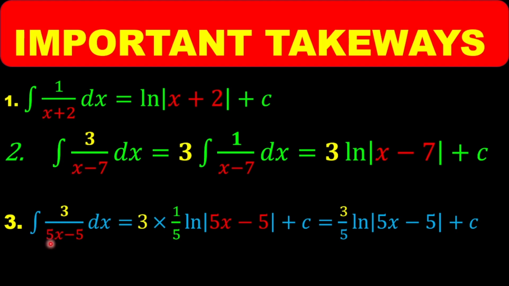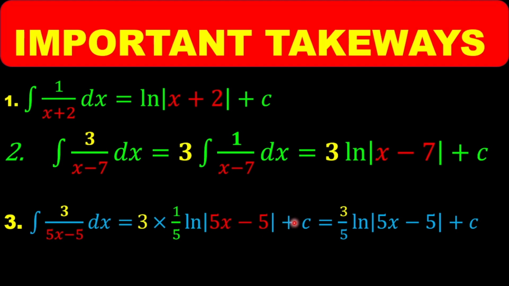We apply the same concept as we did in step 1 and step 2. How do we do it? First, you factorize the 3 out. If this 3 comes outside, what will be left here is 1. So if you have 1 over 5x minus 5, remember, you have already factorized the 3 outside. When you integrate the 1 over 5x minus 5, you are going to get the natural log absolute value of 5x minus 5 plus c.